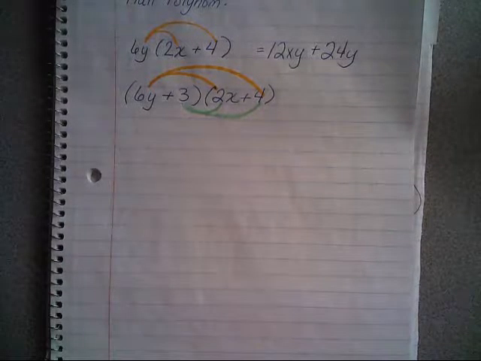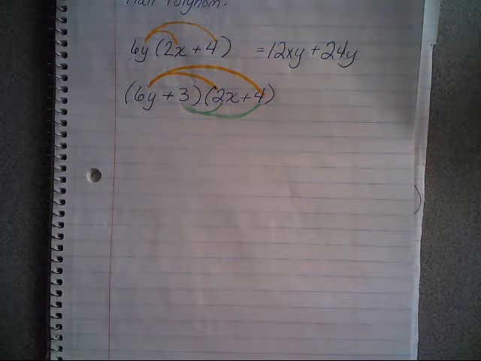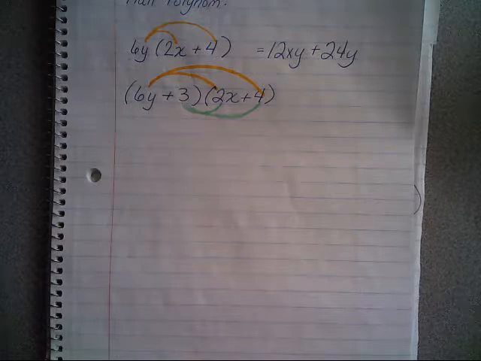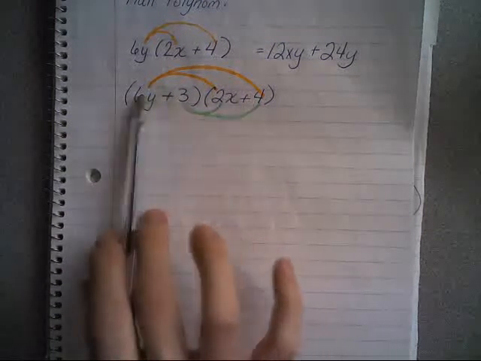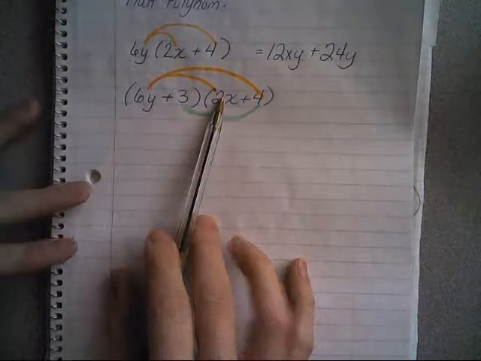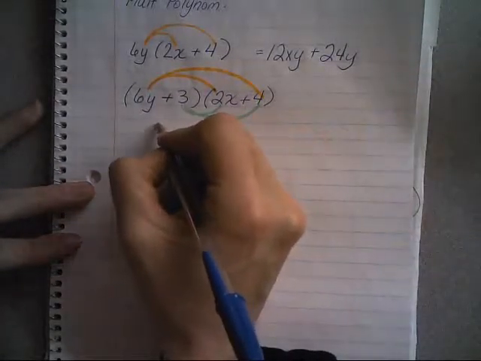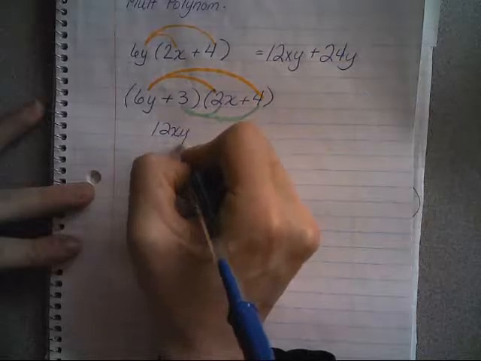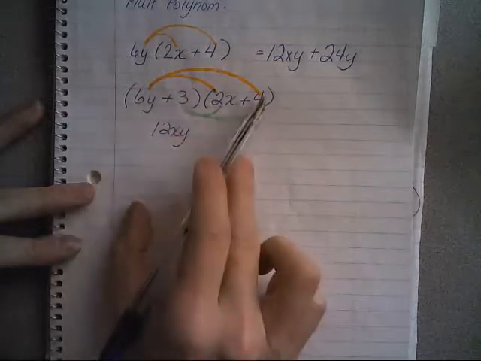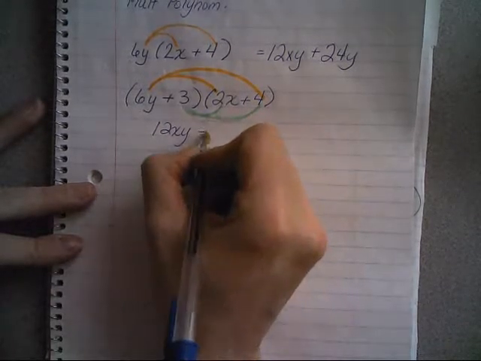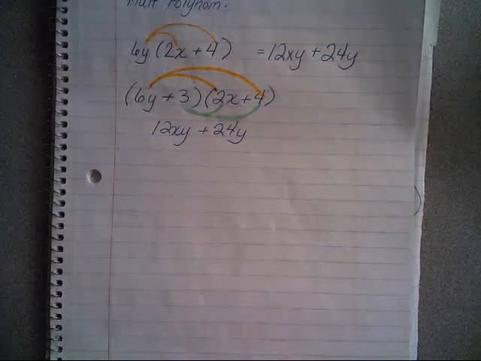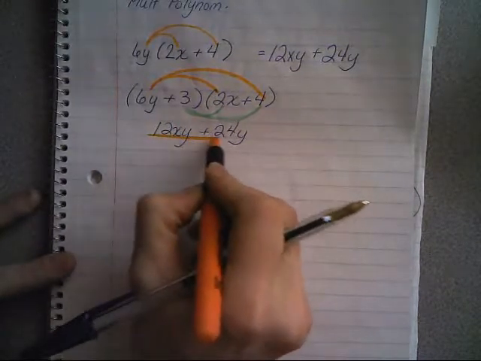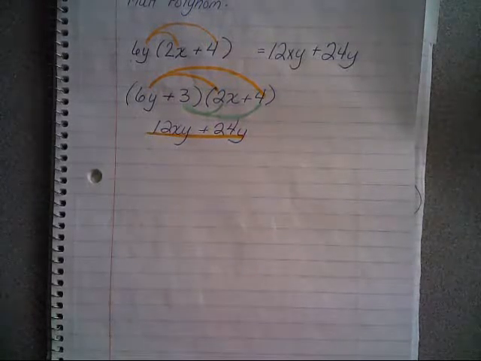So far, so good? All right, let's do the 6y pieces. Yes, ma'am? Let's do the 6y pieces. 6y times 2x is 12xy, and 6y times positive 4 is positive 24y. Okay? This is the result of multiplying the orange pieces.